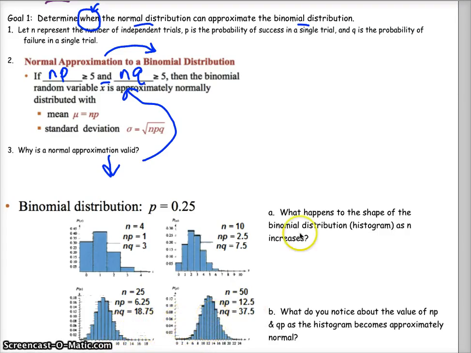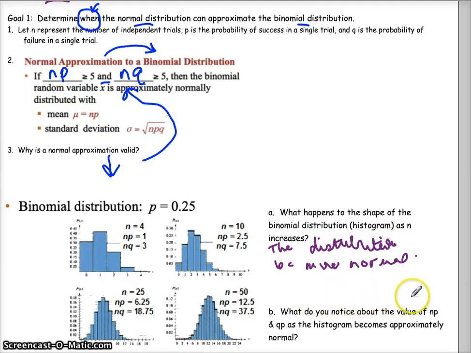So, what can we say happens to the shape of the binomial distribution as n increases? You could say that the distribution becomes more normal. And remember, normal means bell-shaped.